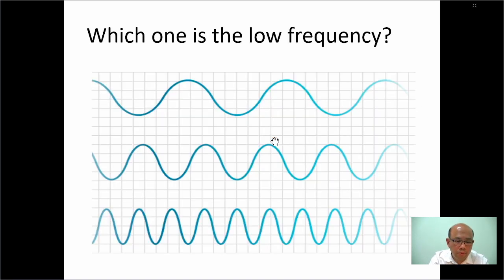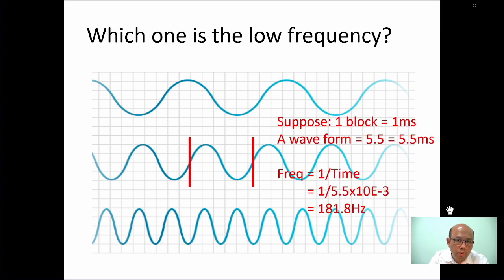In this picture, we have three signals: signal A on the top, signal B, and signal C. Which signal has the lowest frequency? We can measure the frequency by checking one waveform. Here, one waveform starts here and ends at this point, and then we count the number of blocks: 1, 2, 3, 4, 5. It is about 5.5 blocks, approximately.